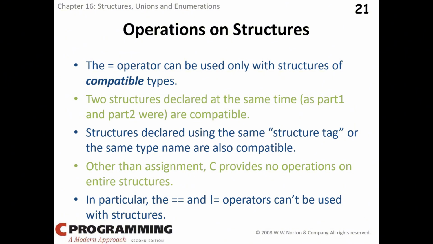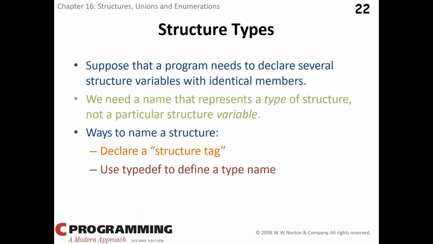It's important to note that other than assignment, C provides no built-in operations on entire structures. For example, the equal or not equal operators cannot be used directly on structures to compare their contents. Instead, if you need to compare structures for equality or inequality, you would typically need to compare their individual members one by one. Suppose that a program needs to declare several structure variables with identical members.